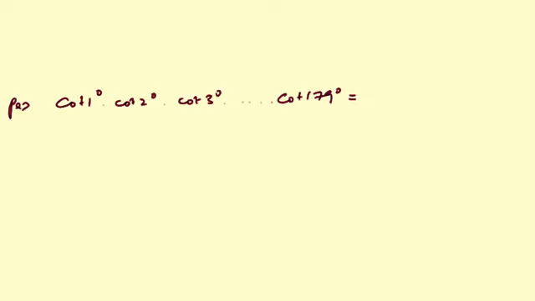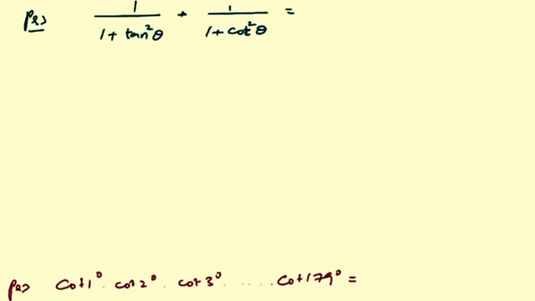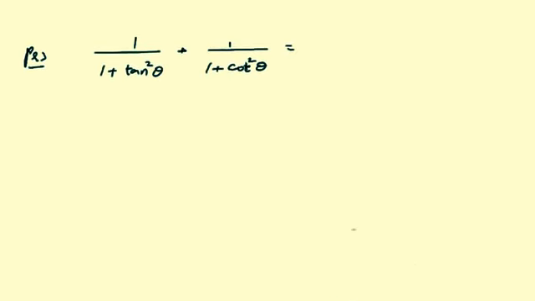Then go for next problems, friends. There is a problem available: 1 by 1 plus tan square theta plus 1 by 1 plus cot square theta. If you want to solve this kind of problems in a general way, you should go for LCM. But what I told you is go for substitution. Substitution will be the best option for this kind of problems. Then go for theta is equal to 45 degrees. Whenever tan and cot are involved, go for theta is equal to 45 degrees.